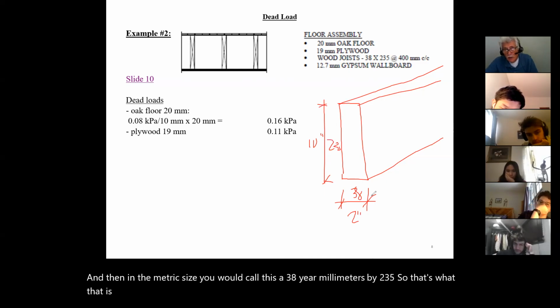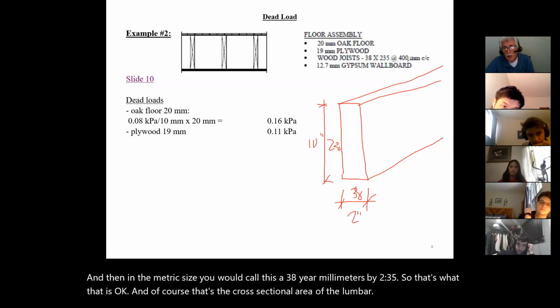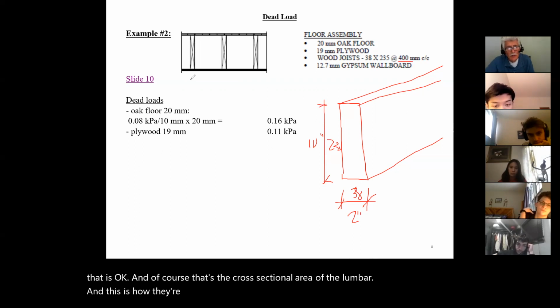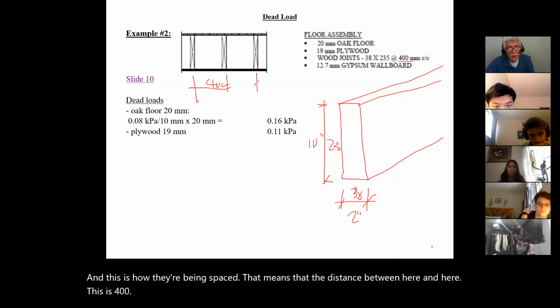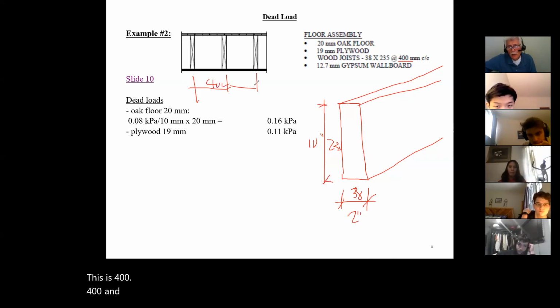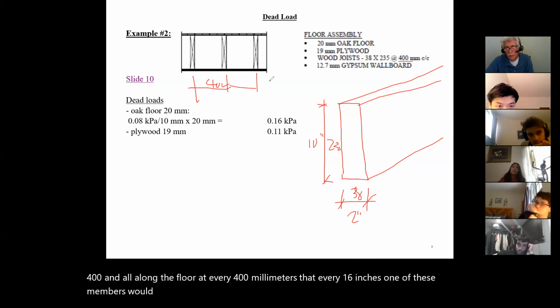And of course, that's the cross-sectional area of the lumber. And this is how they're being spaced. That means that the distance between here and here is 400, 400, and all along the floor, at every 400 millimeters, at every 16 inches, one of these members would be placed to support the floor.